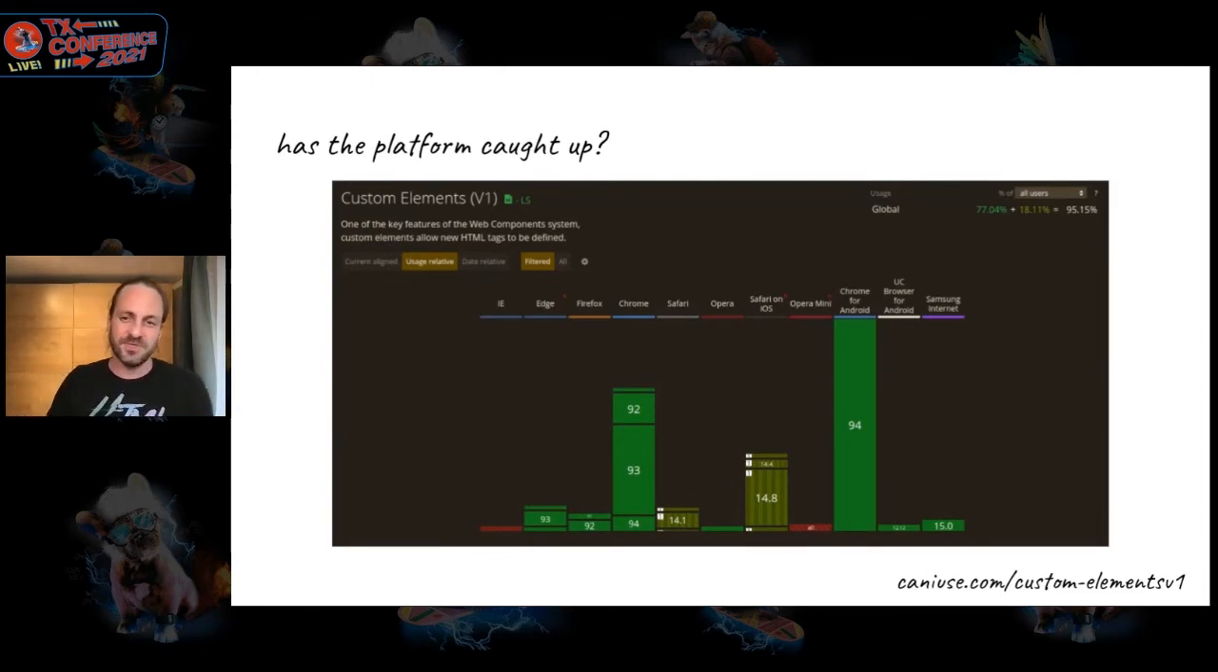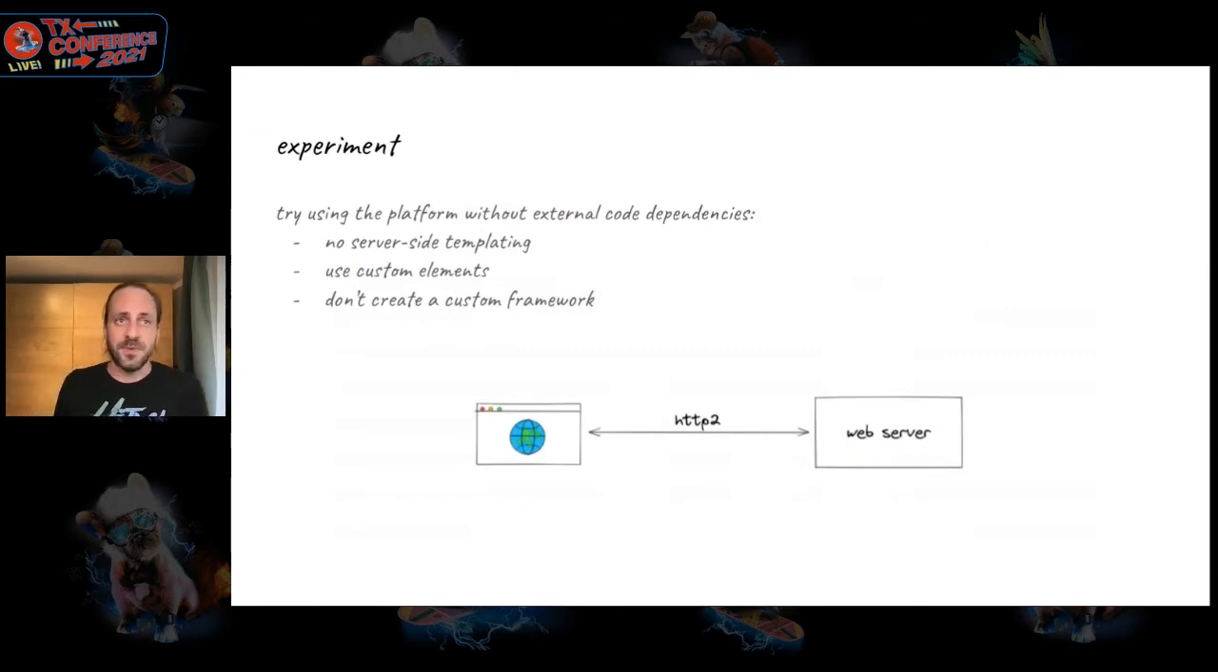It seems especially promising since all of the most used browsers support custom elements. Internet Explorer is finally deprecated. Safari has some limitations, but only regarding extending built-in elements. So our goal for this experiment is to try using the platform without external code dependencies. That means no build dependencies, no runtime dependencies, only the browser and a static HTTP2 web server like Nginx, Apache, or even GitHub Pages. Most importantly, don't try to create the next unmaintained framework.